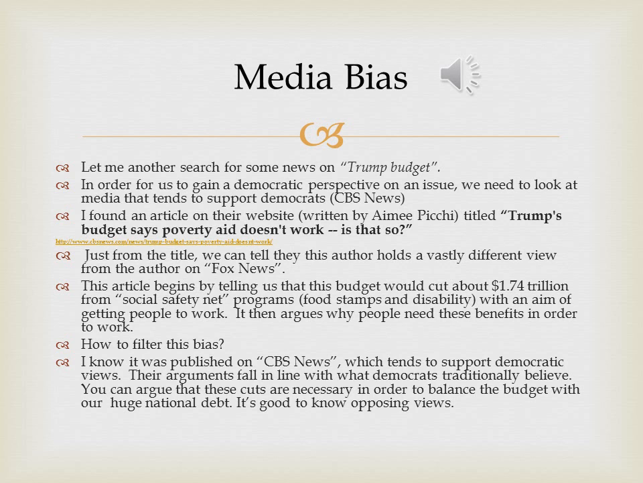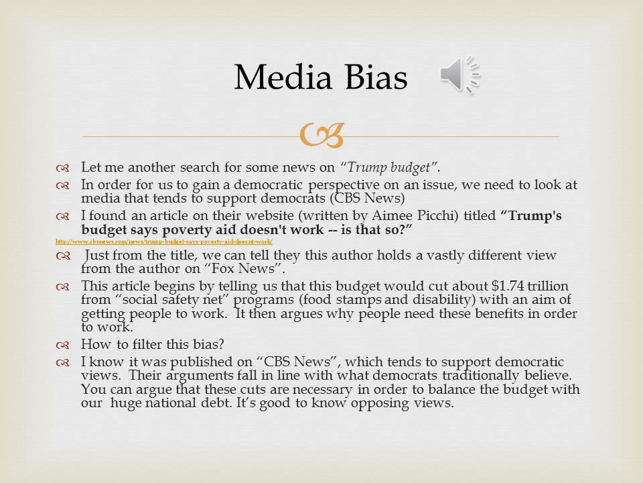This article begins by telling us that the budget would cut about $1.74 trillion from social safety net programs, such as food stamps and disability, with an aim of getting people to work. It then argues why people need these benefits in order to work. Remember when I discussed the core differences between Democrats and Republicans and how Democrats would generally support social safety nets? This is another example of that.